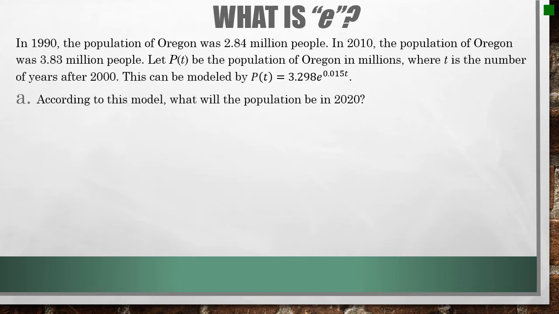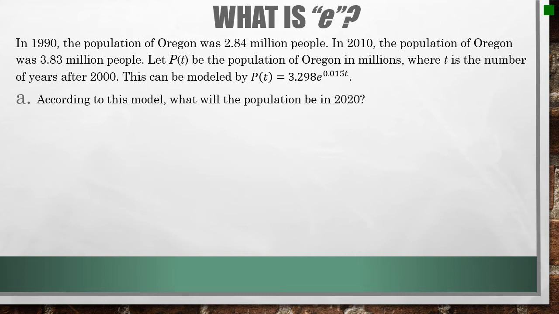In 1990, the population of Oregon was 2.84 million people. In 2010, the population of Oregon was 3.83 million people. Let P of t be the population of Oregon in millions, where t is the number of years after 2000. This can be modeled by the formula P of t equals 3.298 e to the 0.015 t power. According to this model, what will the population be in 2020?